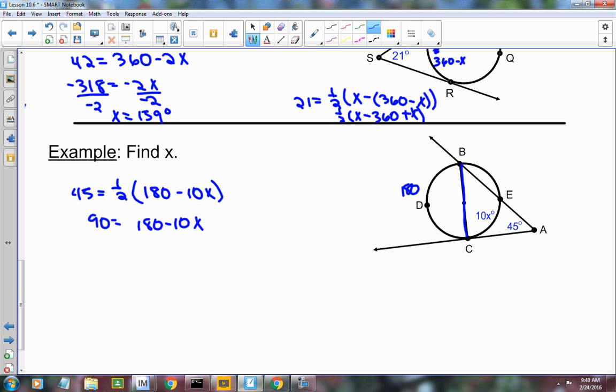Subtract 180 from both sides. That gives me negative 90 equals negative 10x. Divide both sides by negative 10, and so x is going to be 9.